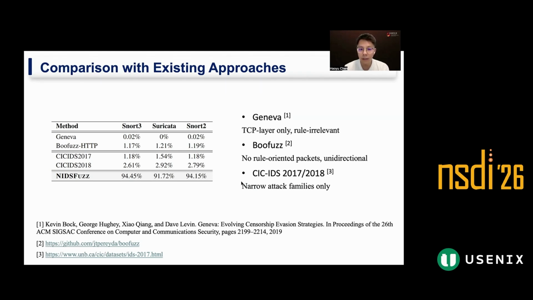The CIC-IDS datasets provide real-world attack traces. They are useful for evaluating intrusion detection models, but they cover limited attack families and are not generated to systematically validate rule sets. The results indicate that none of these baselines achieved more than 3% rule coverage. In contrast, NIDSFuzz achieves over 94% coverage.